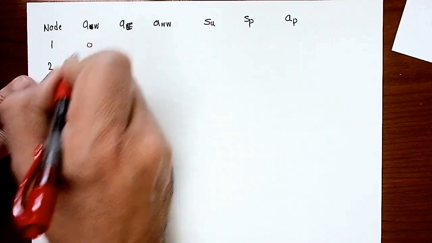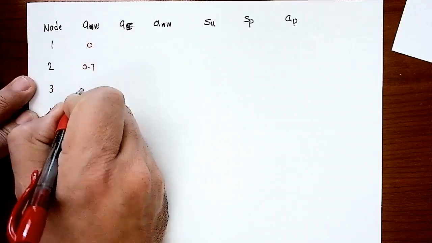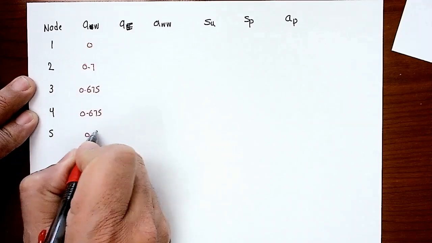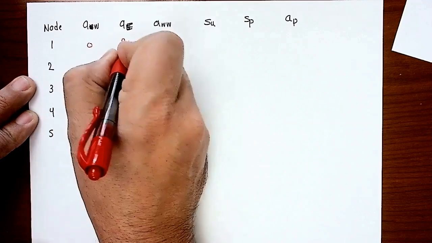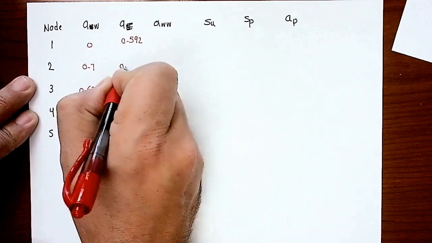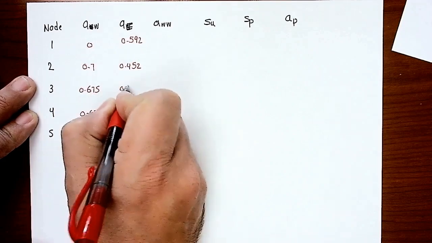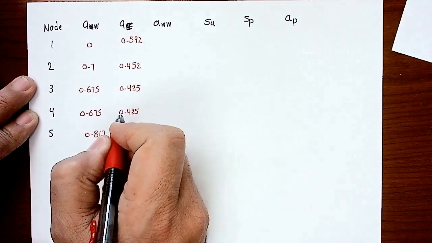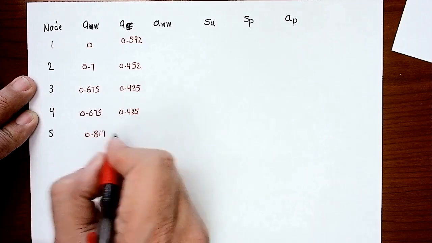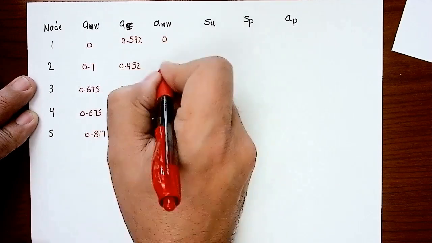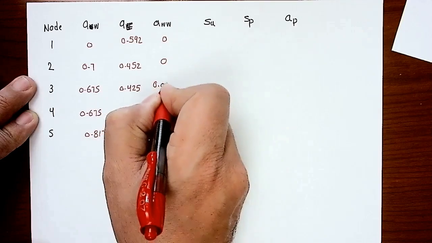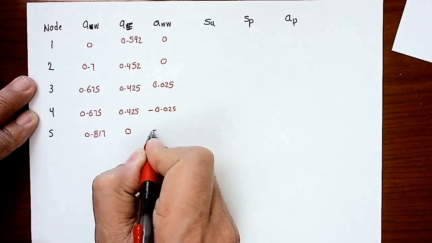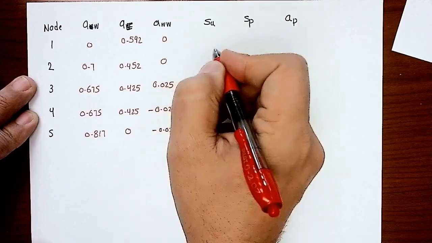So that's going to be 0, 0.7, 0.675, 0.675, and 0.817. A East is 0.592. This is 0.452. This is 0.425, 0.425, and 0. Then this is going to be 0, 0, 0.025, 0.025 negative, and negative 0.025.